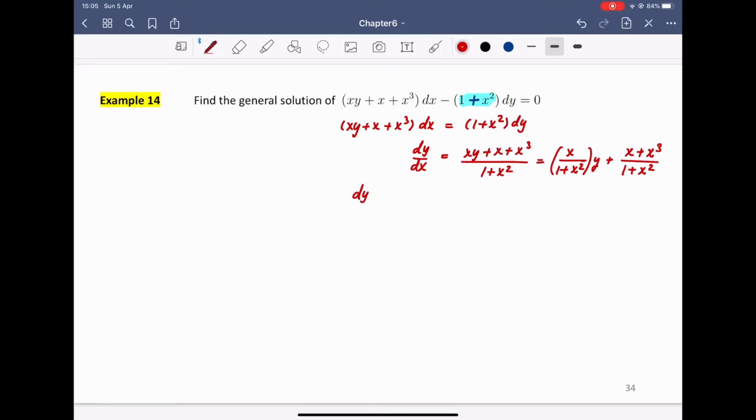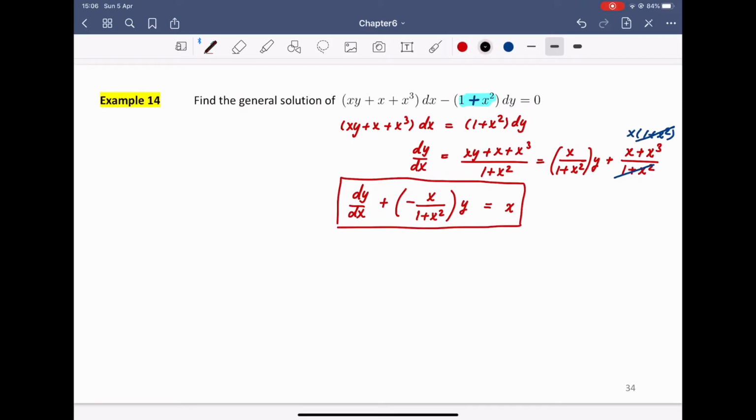So you're going to get dy by dx minus x over (1 plus x squared) times y equal to, on the right hand side, you can cancel this, so 1 plus x squared, and on the top you have x times (1 plus x squared), right? So you cancel 1 plus x squared, and on the right hand side you have just x here. Well, this is your linear differential equation now. And now you can see clearly that your P(x) is going to be this thing, and your Q(x) is just x.